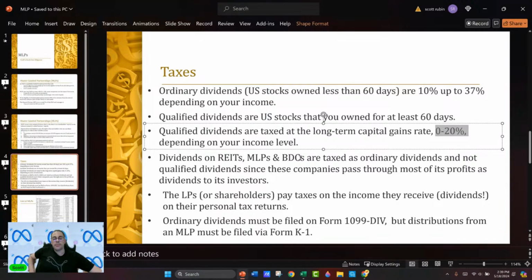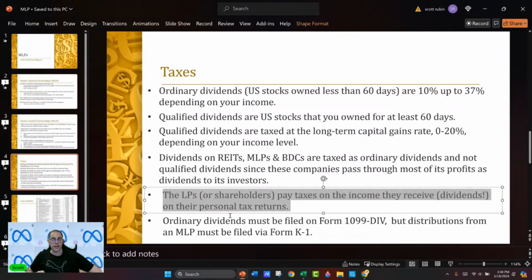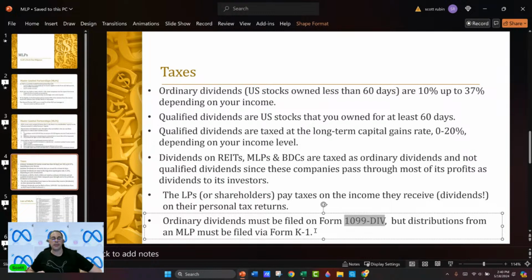So dividends on REITs, MLPs, and BDCs are usually taxed at a higher rate, the ordinary dividend tax rate, since the profits pass through onto your personal taxes. So it's kind of like you're one of the owners in the business. Even though when you own a stock, you are an owner in the business, it's different with an MLP. So LPs pay taxes on the income they receive on their personal tax returns. Ordinary dividends, if you own a regular stock, you get a 1099-DIV, but MLPs get a Form K-1.